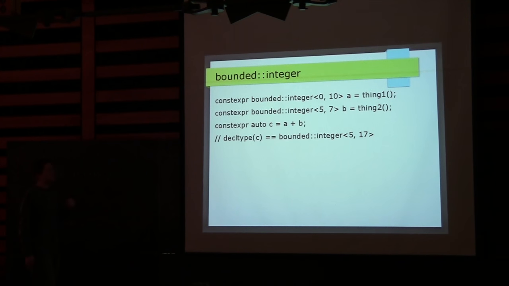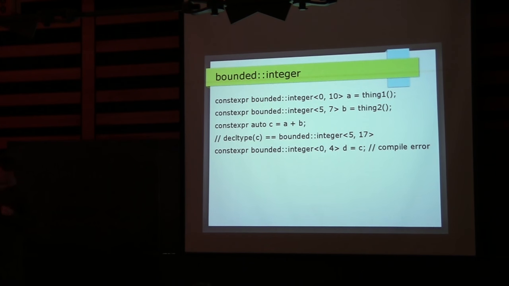So if I have some integer A, the first line says it's an integer between 0 and 10. Second line, it's an integer between 5 and 7. The result of adding those two is an integer between 5 and 17. All of this is happening with type deduction. We don't specify the type of C, we just say it's the type of whatever A plus B is. If we try to assign an integer that's between 5 and 17 to an integer between 0 and 4, that's a compile time error, because there's no possible overlap there.